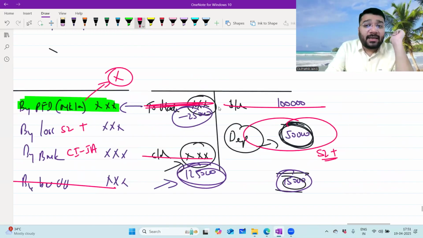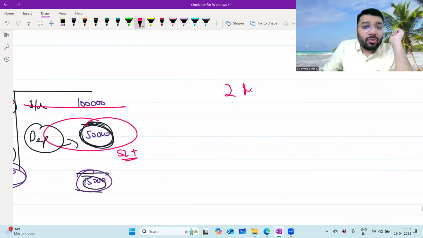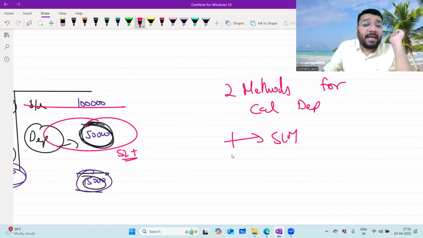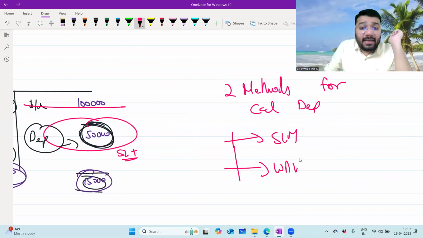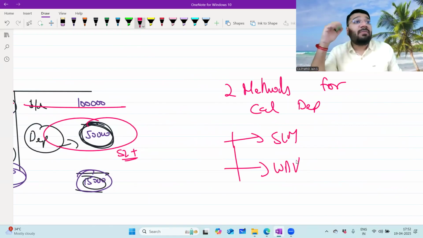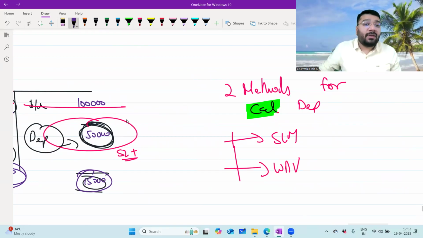Now, what I discussed, now please understand. There are two methods for calculating depreciation, meaning straight line method and WDV method. Technically, we have more methods. In foundation, we study something called production unit method, machine hour rate method, depletion method, sum of years digit method. That is also there. But what are the two primary methods of calculating depreciation? SLM and WDV.